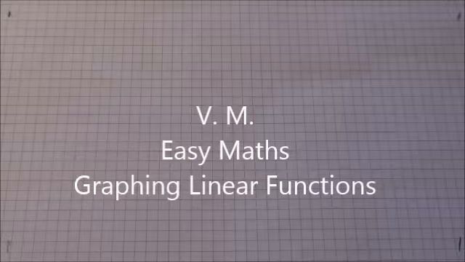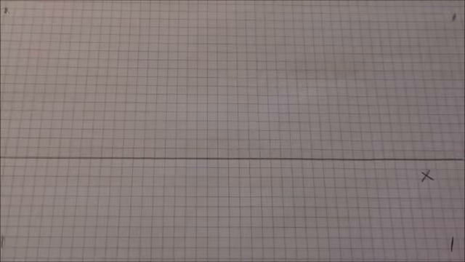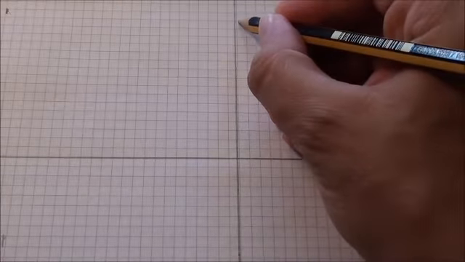Today we are going to learn how to graph linear functions. In the first place, we are going to draw coordinate axes. The horizontal axis, the x, the independent variable. This is the x-axis, and the vertical axis, the dependent variable y, and this is the y-axis.